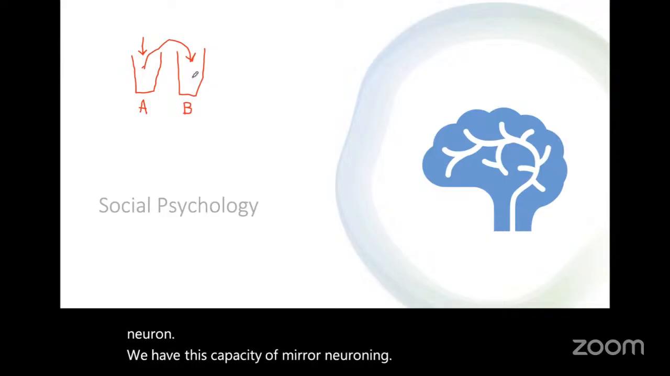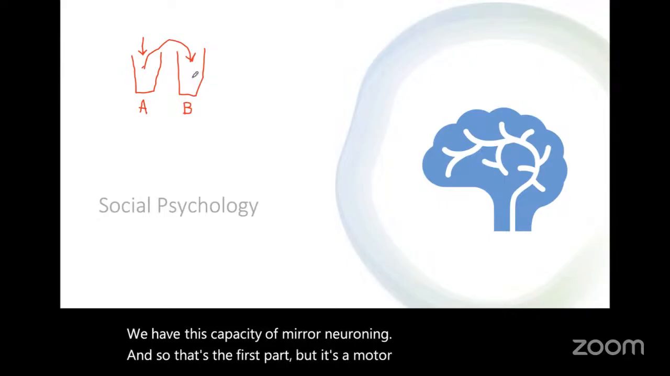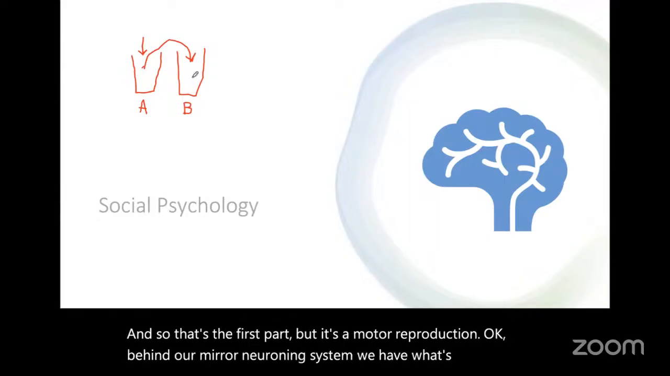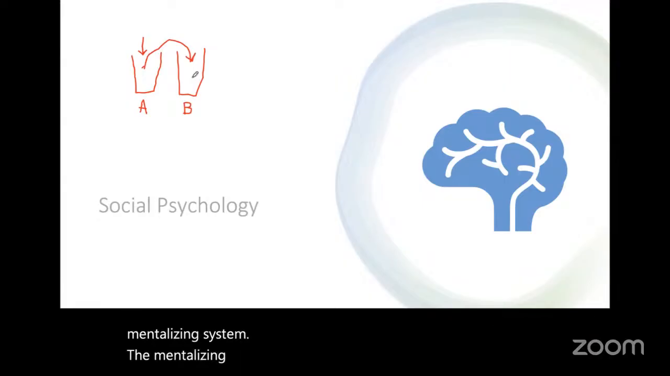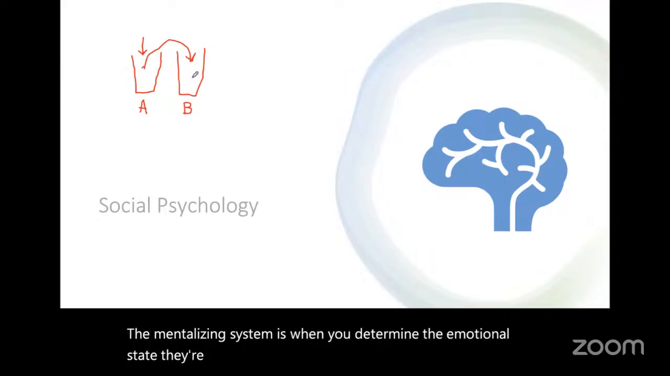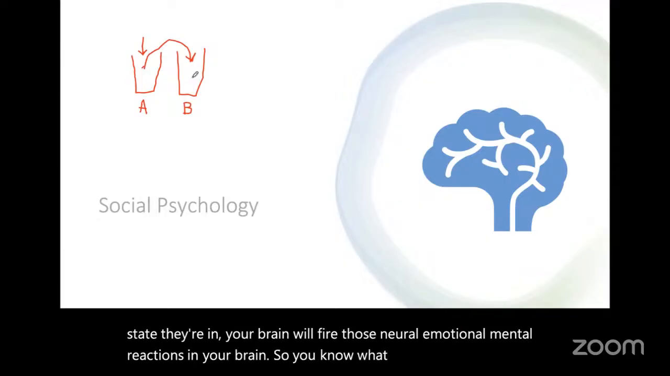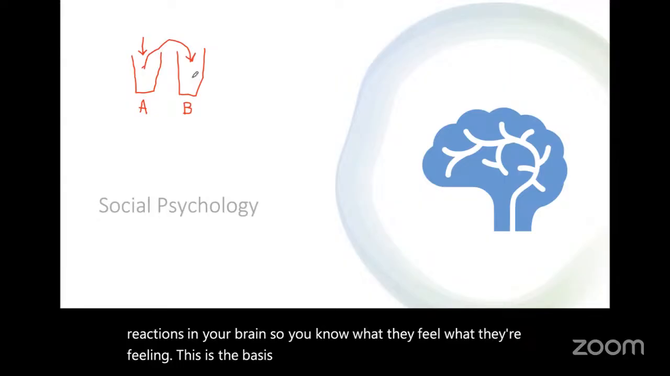And so that's the first part, but it's a motor reproduction. Behind our mirror neuron system, we have what's called the mentalizing system. The mentalizing system is when you determine the emotional state they're in, and your brain will fire those neural, emotional, mental reactions in your brain so you know what they're feeling. This is the basis of empathy.